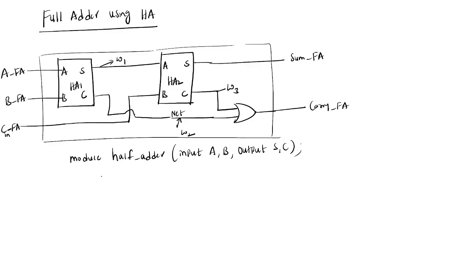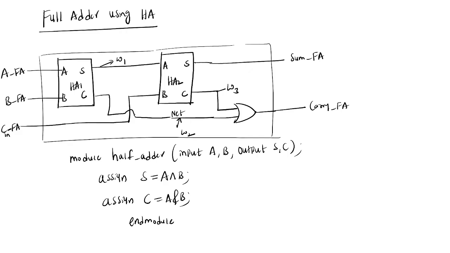I'm using continuous assignment, data flow modeling only. Assign S equal to what? A XOR B. And assign carry equal to A and B, and end module. So first I wrote the code for the half adder circuit.